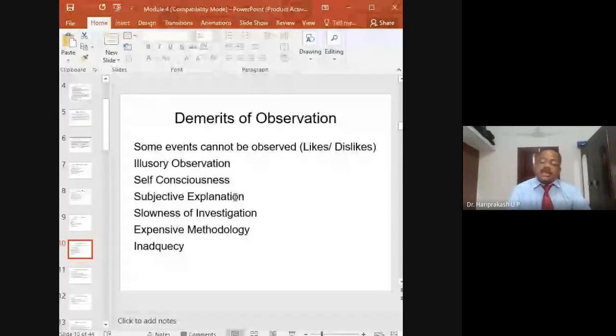Slowness of investigation. This takes time. You cannot do research based on observation fast. It will take a lot of time. It is an expensive method. You will have to have either a manual observer or mechanical devices like CCTV cameras, servers, electronic software, everything. Then it is expensive. Inadequacy: all the data you cannot collect from observation. You will have to collect some more data, maybe through interviews or the questionnaire method also. So just observation may not be sufficient.